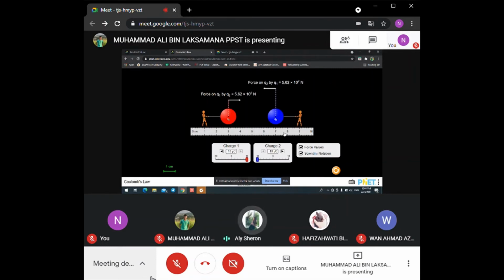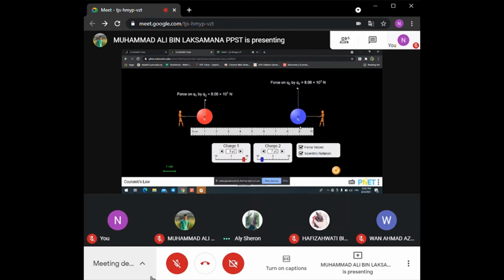For the second experiment, charge 1 is set to 8 microcoulomb and located at 1 centimeter, and charge 2 is set to negative 7 microcoulomb and located at 9 centimeter. The force of charge 1 on charge 2 is 7.86 times 10 exponent 1 Newton, and the same goes for the force of charge 2 on charge 1. From this simulation, the force is attractive.